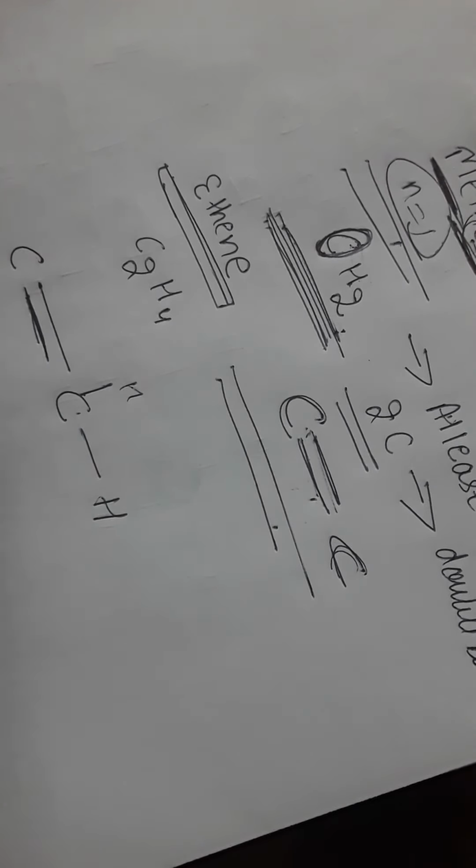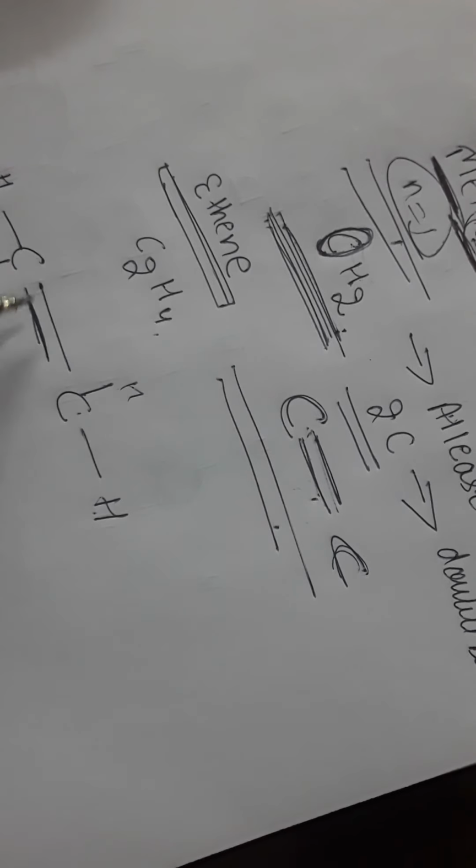Here also, the number of hydrogen is 4. 1, 2, 3, 4. Carbon: see, the tetravalency of this carbon is complete. 1, 2, 3, 4. For this also it's complete. 1, 2, 3, 4. So the bonding is done, and the structure is done.